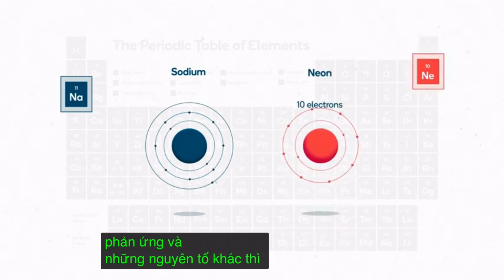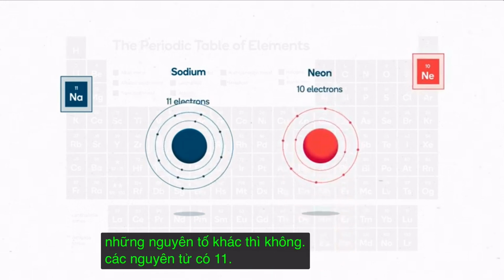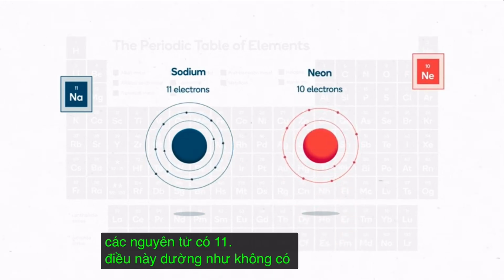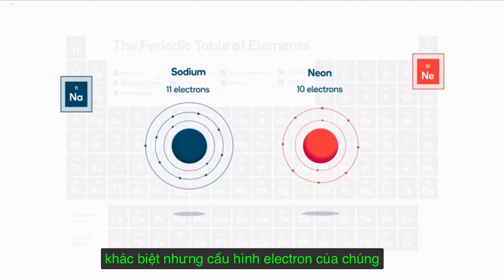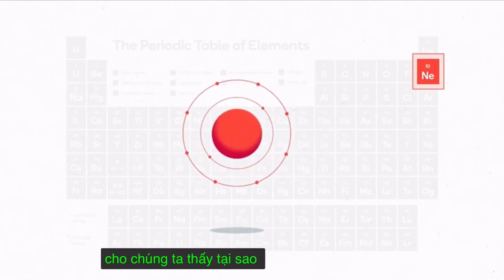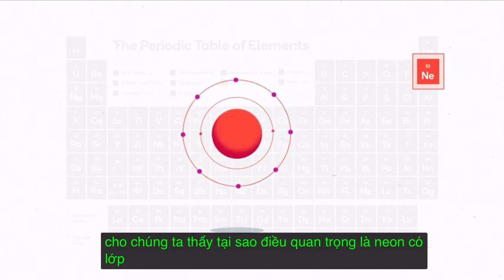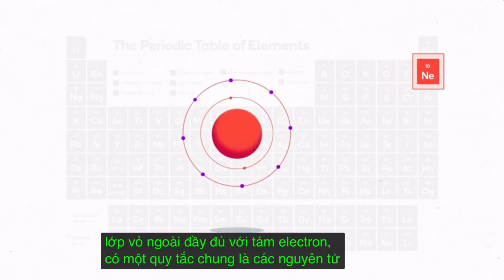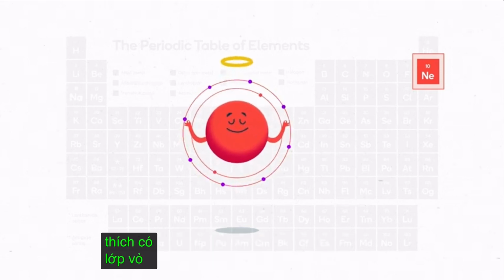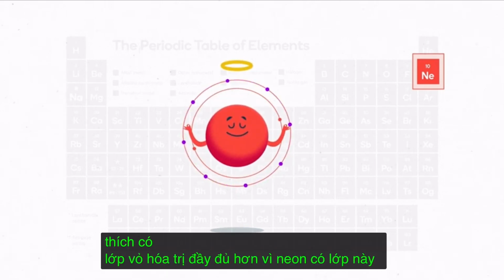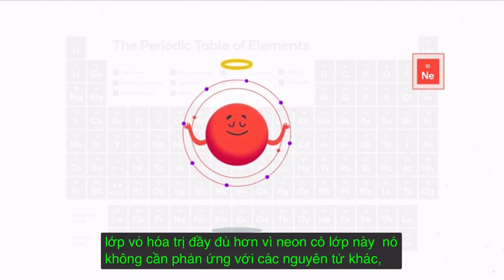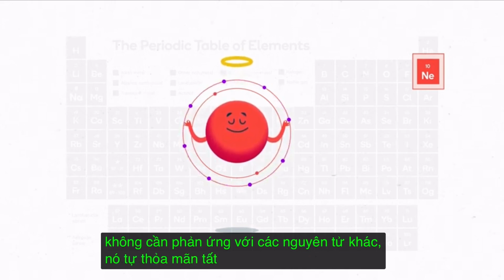Neon atoms have 10 electrons, while sodium atoms have 11. This doesn't seem like much of a difference, but their electron configuration shows us why it matters. Neon has a full outer shell with 8 electrons. There's a rule of thumb that atoms prefer to have a full valence shell. Since neon has this, it doesn't need to react with other atoms. It's satisfied all by itself.